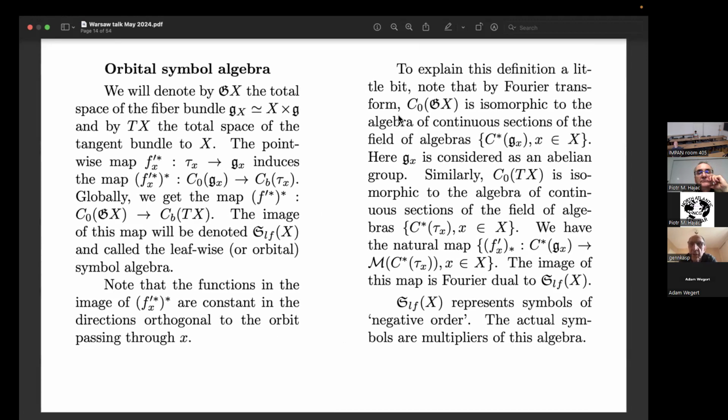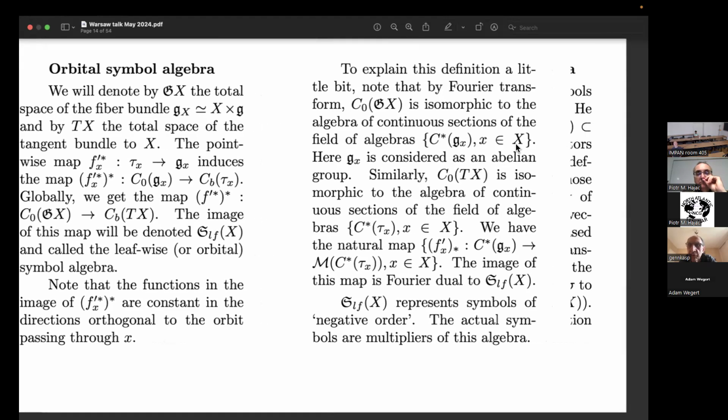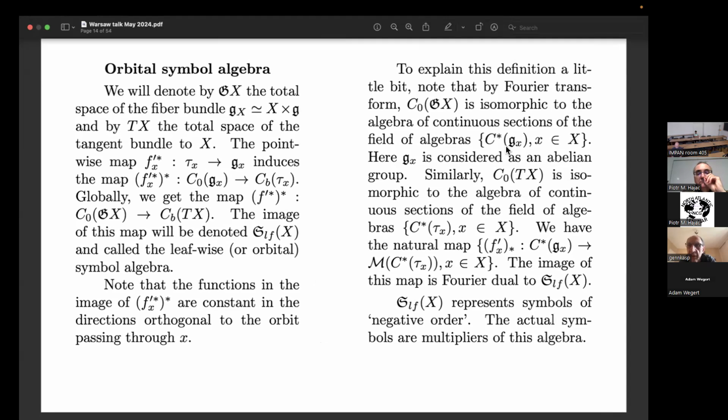Okay, I can define it also in a different way. We can pass to the co-symbols if you want. So we can take a Fourier dual thing, the Fourier dual of this algebra. If you take Fourier dual for each fiber, C0 of Gx will be C star of Gx. So if you take the field of the algebra C star of Gx and take sections vanishing at infinity in X, you will get the algebra which is isomorphic by Fourier transform to this algebra.